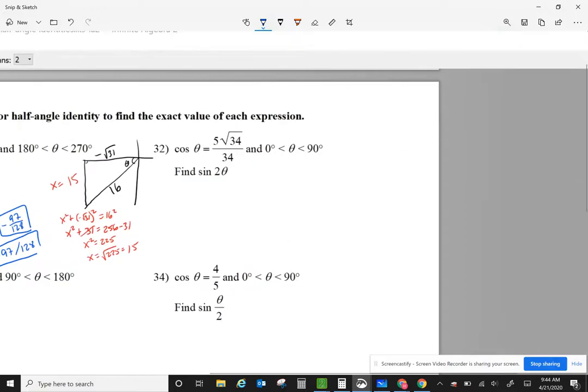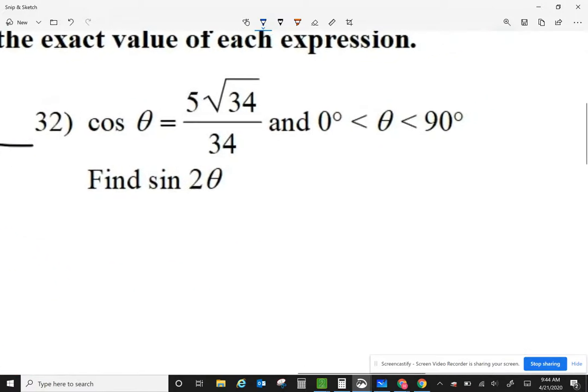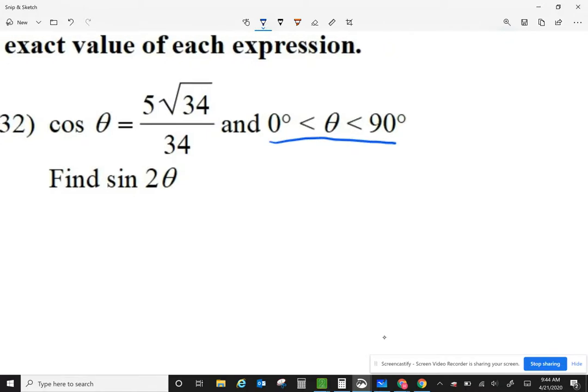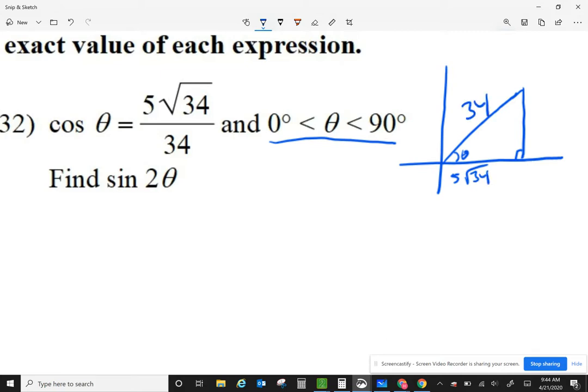Take a look at sine of 2 theta. Now here it says theta is in between 0 and 90. So I'm going to make my x and my y-axis, and I made quadrant 1 bigger because I'm going to say theta is about here. I need to make a 90-degree angle with the 90-degree angle on the x-axis. Here it says cosine is 5 radical 34 over 34.